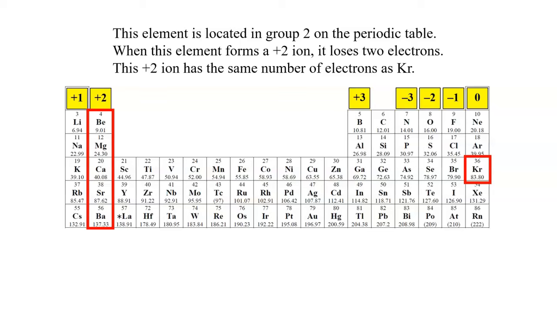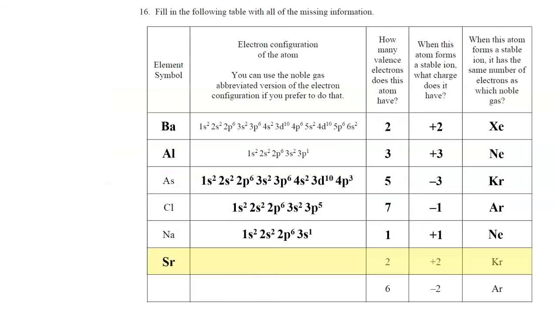When this element forms a +2 ion, it loses 2 electrons. So therefore, this +2 ion has the same number of electrons as krypton. That means it has 38 electrons as an atom. Because if you take away 2 electrons from 38, it brings you to a total of 36, and that is the same number of electrons as the noble gas krypton. So now we know that the element symbol is for strontium, that would be Sr.